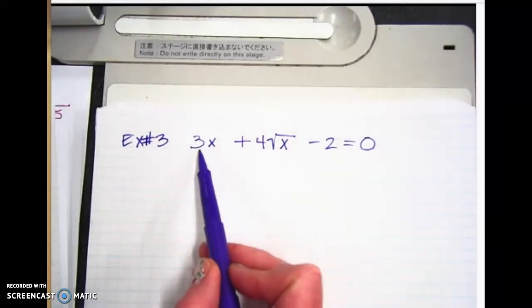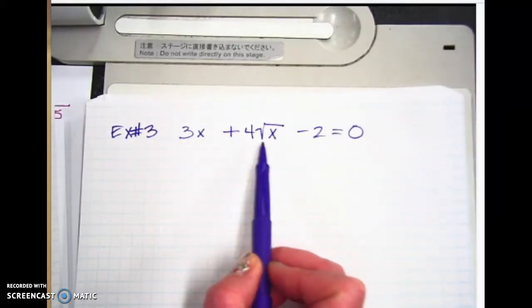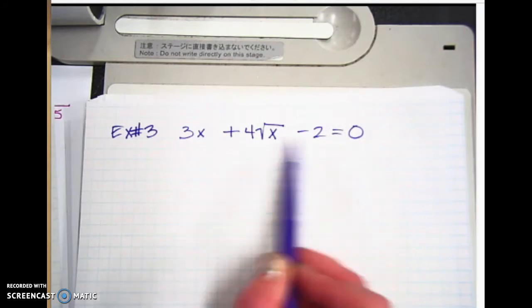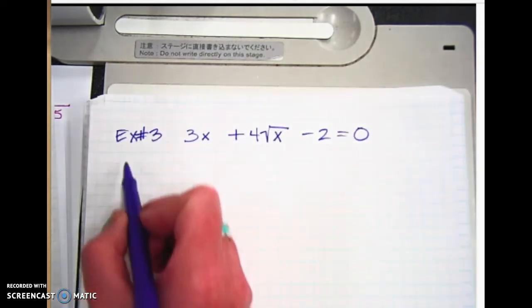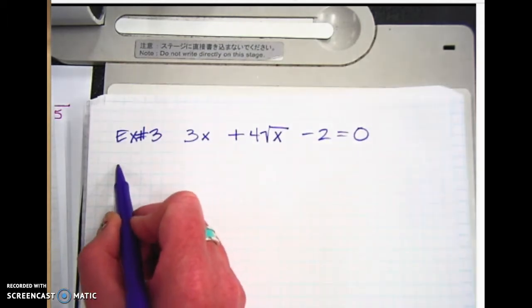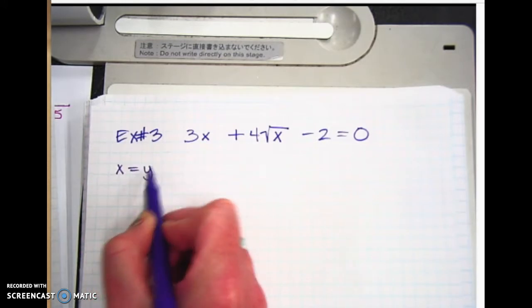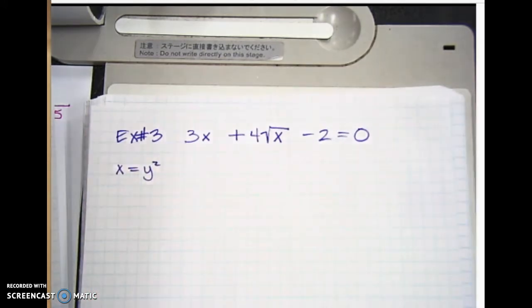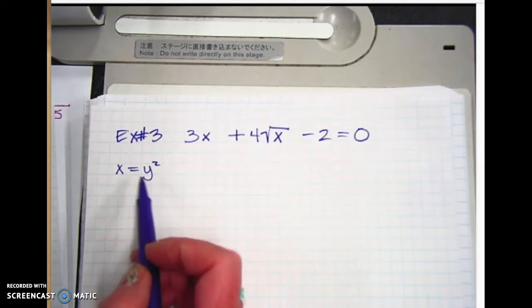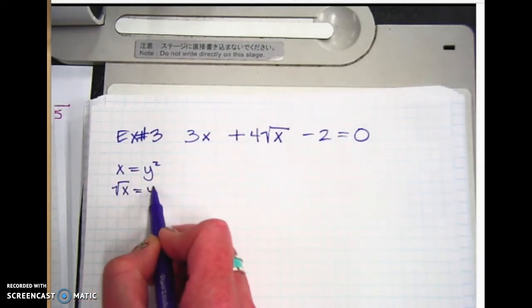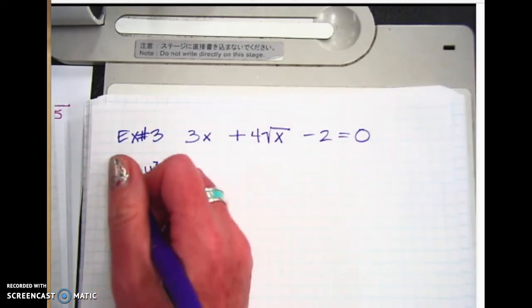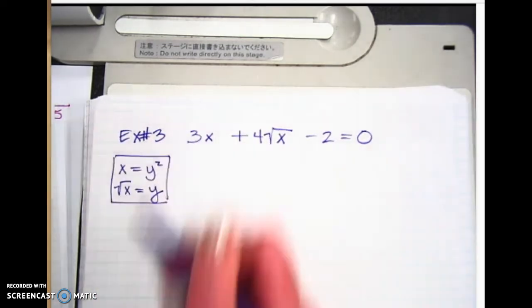So, for example 3, we have 3x plus 4 square root of x minus 2. What do we really want here? We don't want x, we want x squared. So I'm going to say that x is equal to y squared. If I take the square root of both of those, I get the square root of x equals y. So these are the two things that I'm substituting here.